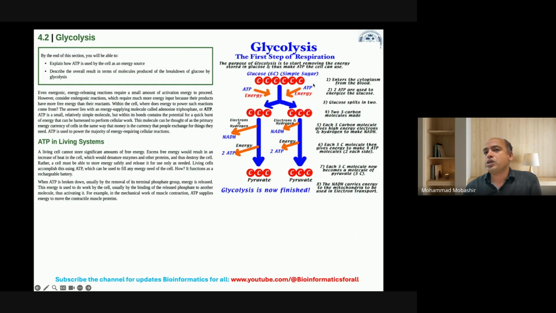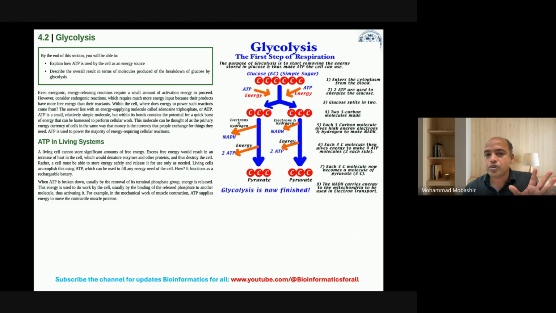Then two ATPs are used to energize the glucose, and then glucose splits and two 3 carbon molecules are made. Each 3 carbon molecule gives high energy electrons and hydrogen to make NADH, and each 3C molecule then gives energy to make 4 ATP molecules, that is 2 each side. Then each 3C molecule becomes a molecule of pyruvate. And finally, the NADH carries energy to the mitochondria to be used for ETC, the electron transport chain. And this is how you can understand the glycolysis process.